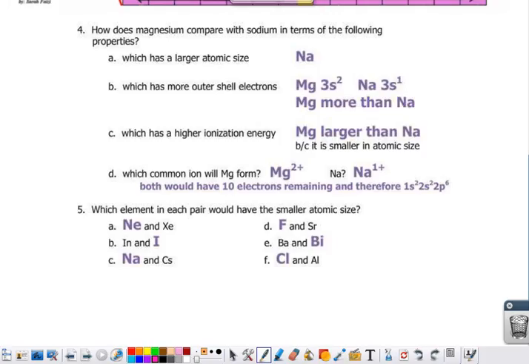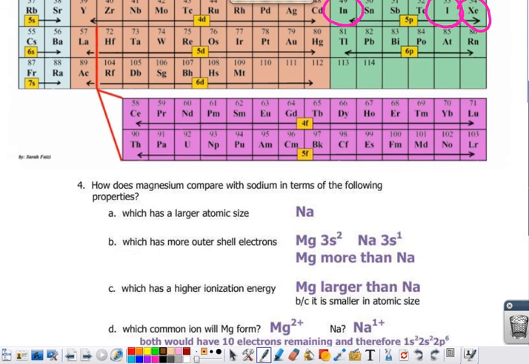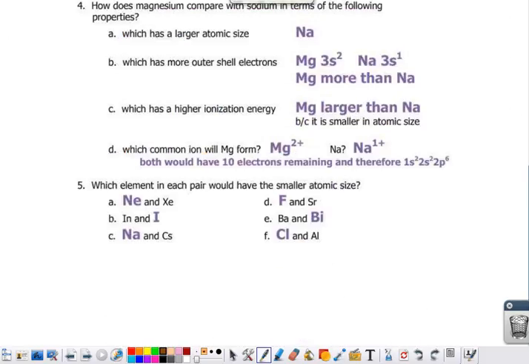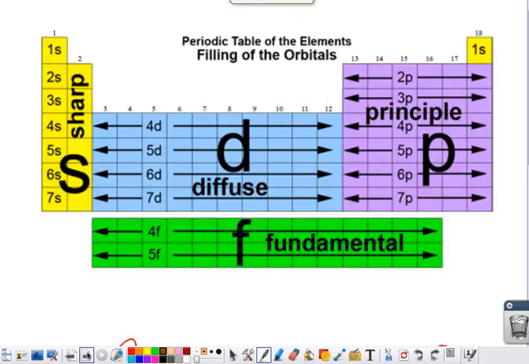Fluorine and strontium. This one's a little tricky. Let's see. Oh, wait, no, it's not. So strontium's here, go up and get smaller, get smaller, get smaller. And then as we go across, we're gaining protons to make them smaller, smaller, smaller. So fluorine would be drastically smaller than strontium. It's smaller because there's less energy levels, and it's smaller because within this energy level, there's more and more protons to pull it in. And then bismuth is bigger and chlorine's bigger for reasons we just discussed.